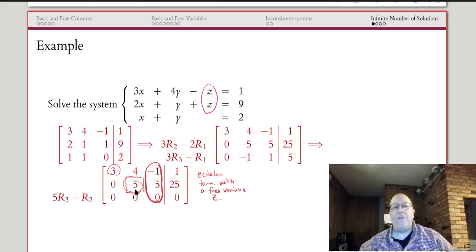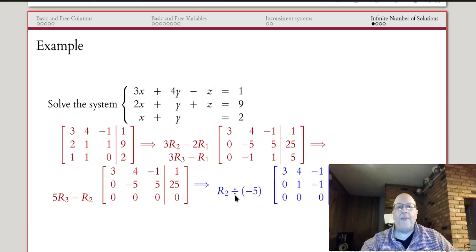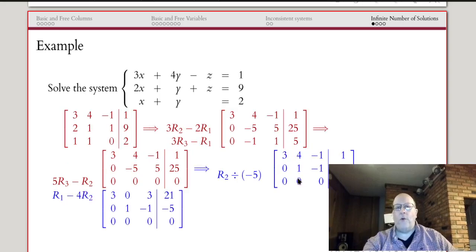So this negative 5 needs to change to 1. So I'm going to divide the entire row by negative 5. And that gives me a 1 here. Now I need to clear out that 4 so that this is a standard basis vector E2. So we'll take row 1 and subtract 4 times row 2 from this. And that gives me 3, 0, 3, 21 in the top row.